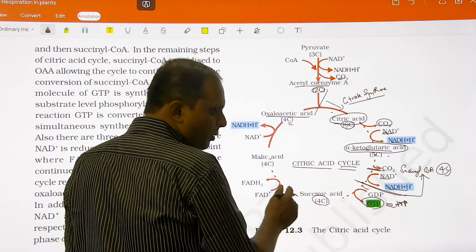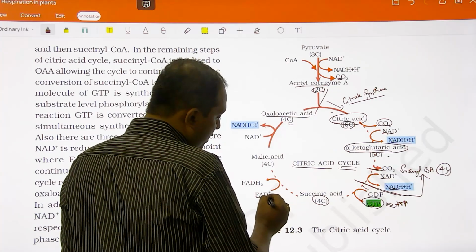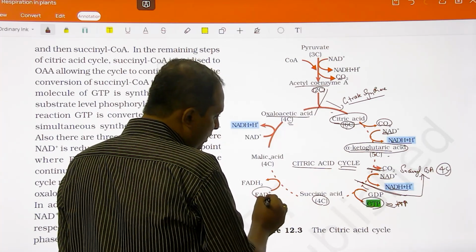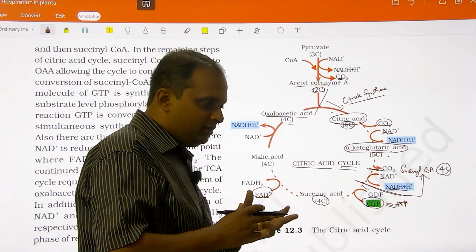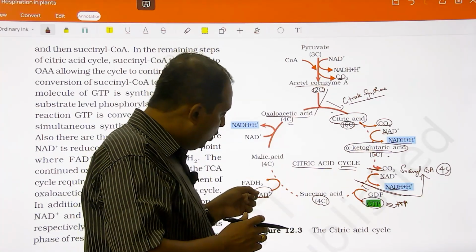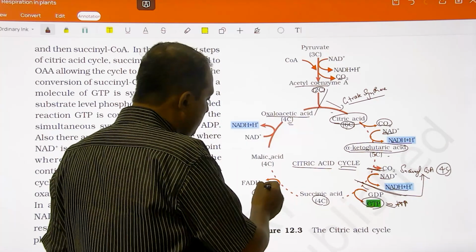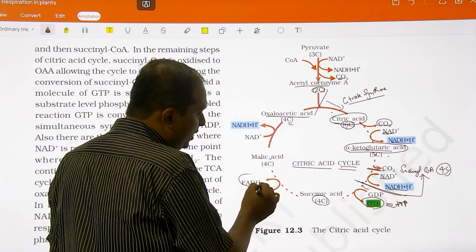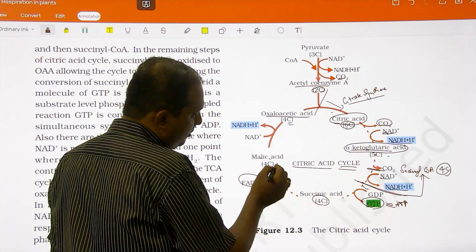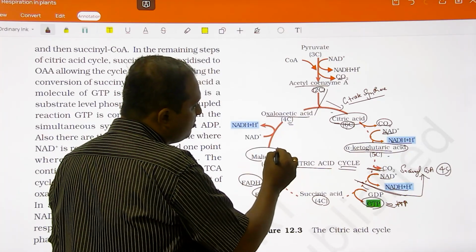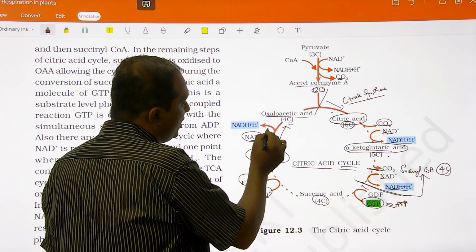Succinate gives fumarate, again they have skipped that. So malic acid, where FAD plus, see here only you see an electron acceptor other than NAD plus. Till now, the one receiving the electron is NAD plus, and here alone you see one exception where the electron acceptor is FAD plus, not NAD plus. So FAD plus is getting reduced to FADH2, right? Succinic acid, then fumaric acid, malic acid, and malic acid becomes oxaloacetic acid. Again you see NAD plus getting reduced to NADH.